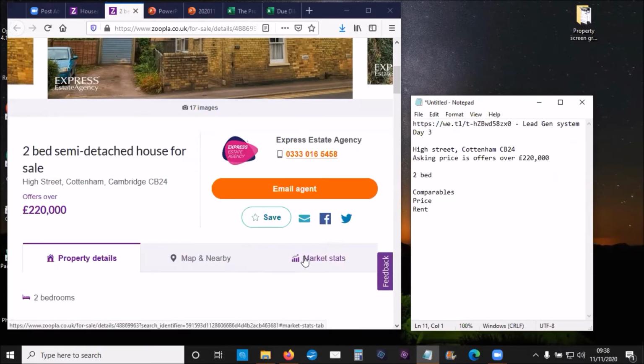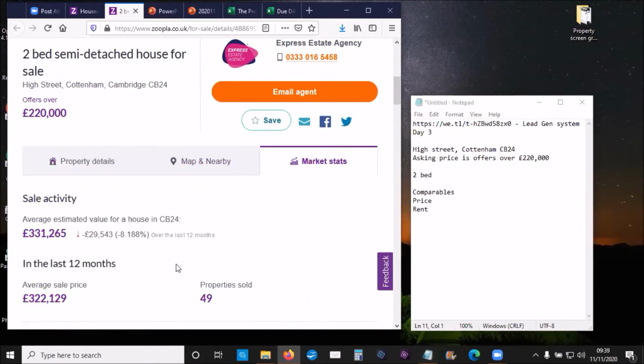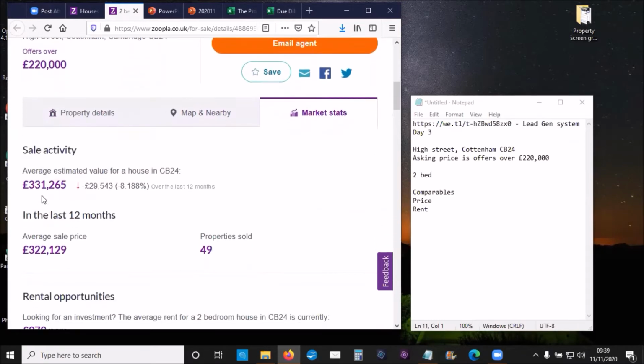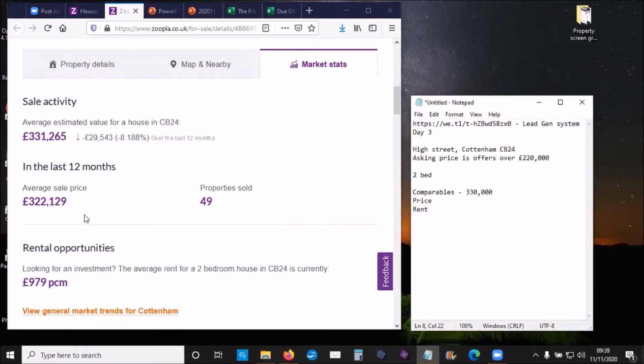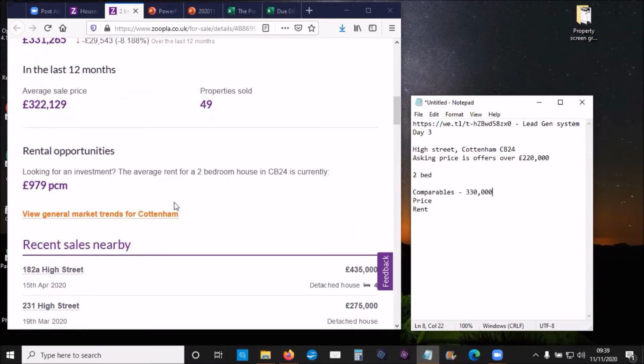This is Zoopla, guys, so it's slightly different from Rightmove. I am simply going to click on market stats to see what we've got here. Average estimated value for a house in CB4 is 331,265. Fine. We don't know if this is an exact figure here, so we're going to type that in for the time being. Average sale price 322. Rental opportunities. Oh, this is nice. Thanks, Zoopla.